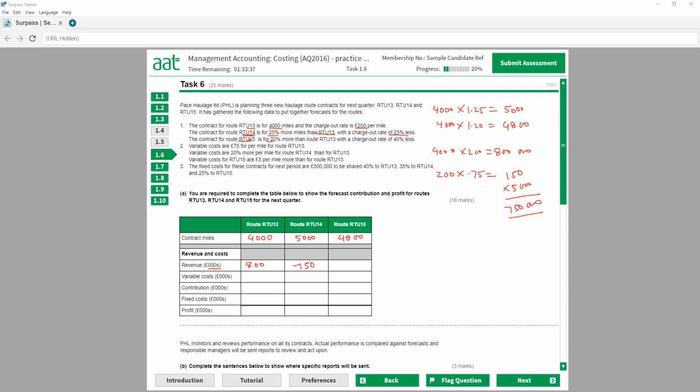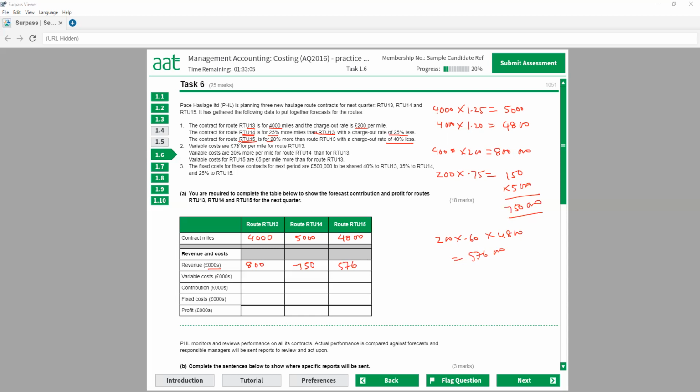The last one, they said the R15 chargeable rate is 40% less, so that's fine. So we do 200 times 0.6 times 4,800. So 200 times 0.6 times 4,800, and it's 576,000. So take 576.